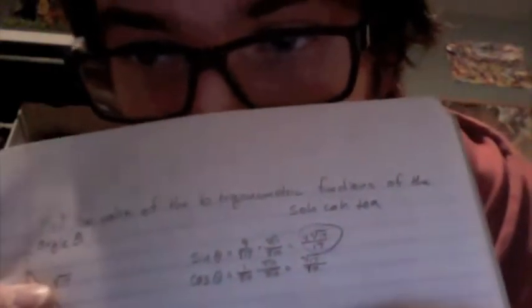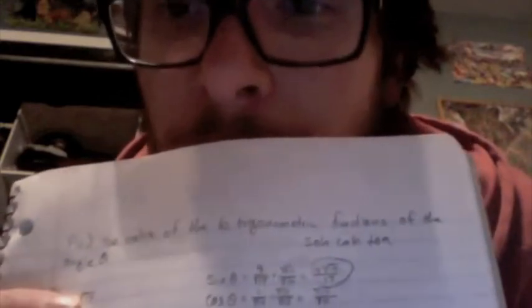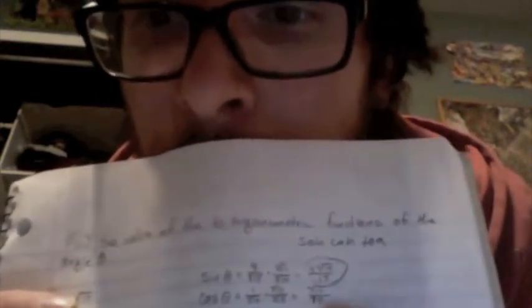And for the cosine, when you do adjacent over hypotenuse, you get 1 over the square root of 17, so you have to do the same thing, multiply it by square root of 17 over square root of 17, and you get the square root of 17 over 17. For tangent, you just do opposite over adjacent, you get 4 over 1, so tangent of theta is 4.